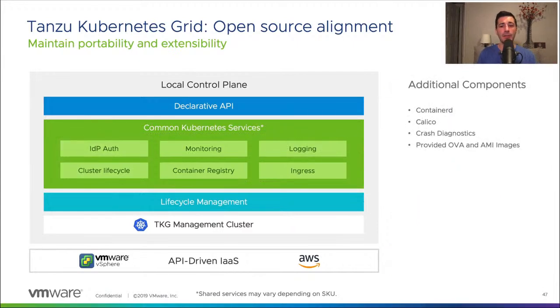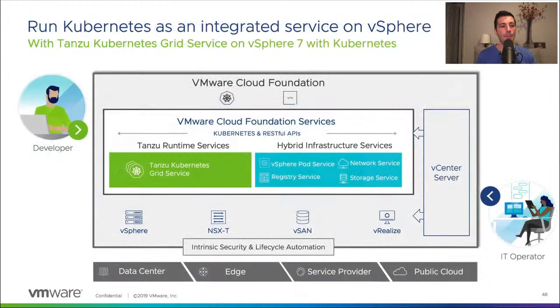And there's other stuff that we get. So, of course, Containerd is going to be your runtime. Calico as part of your east-west networking, crash diagnostics in case something goes bad. We can get all the logs from there. And the provided OVA as well as AMI images for running on top of AWS. Again, these are all signed binaries or signed packages that come from VMware. So you know that they've gone through our regression testing and our CI process as well.